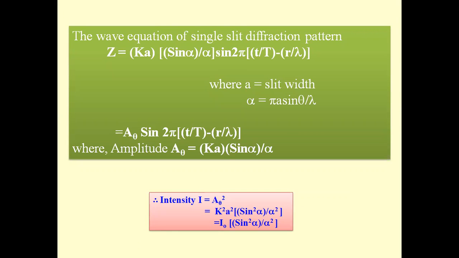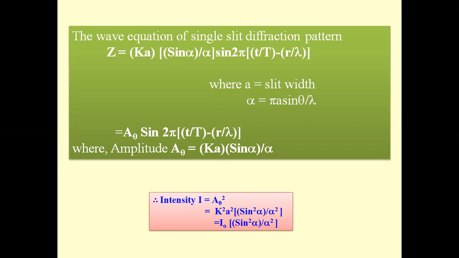Now we derive the wave equation, that is K a sin alpha by alpha times sin 2 pi by small t, (t minus r by lambda), where a is the slit width and alpha depends on theta, that is alpha is equal to pi a sin theta by lambda. Alpha is the parameter which depends on theta, the angle of diffraction. So we get the wave equation of the single slit diffraction pattern.